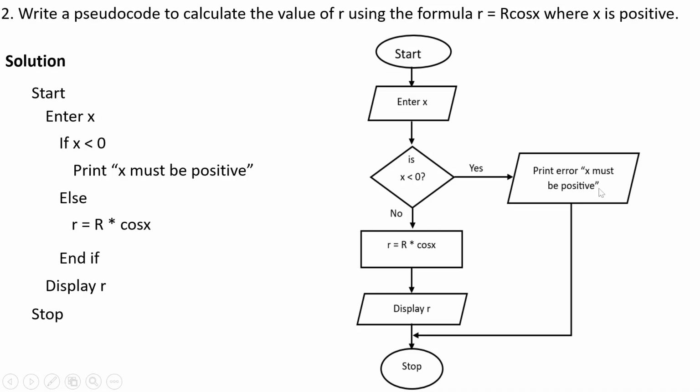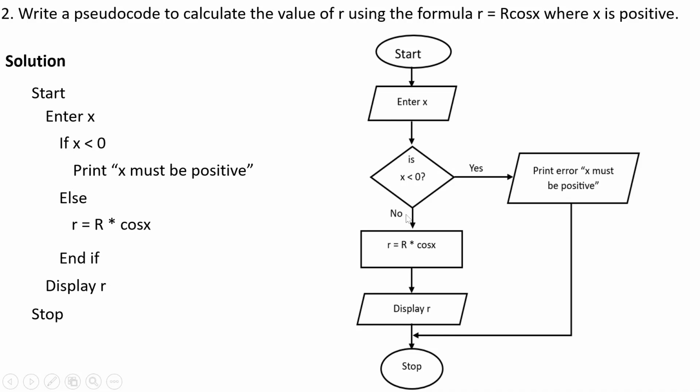Okay, x must be positive, which I did not change. Actually, here it should have been print x must be positive. Remove this error because we didn't include it here. Then it should be here, like no.